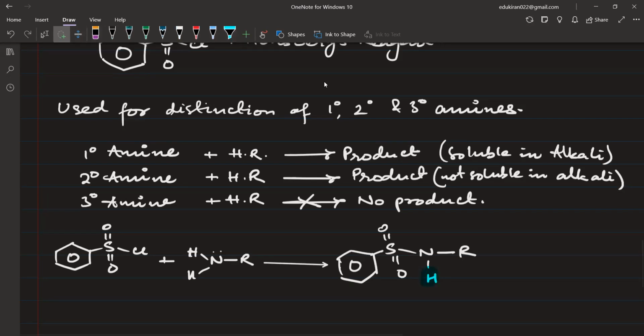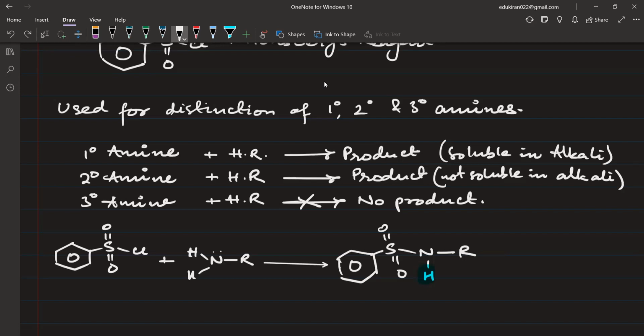Why is it acidic hydrogen? Because if I remove this hydrogen, you will get a negative charge here. This negative charge will be in resonance with the sulfur double bond O, and also the benzene ring. So our conjugate base is going to be stable. When the conjugate base is stable, we easily get this hydrogen as acidic hydrogen.